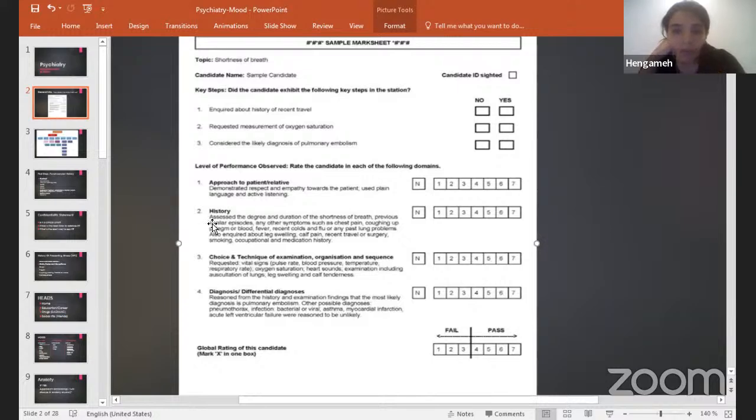Then we have history. So in the explanation, assess the degree and duration of shortness of breath, previous similar episodes, and any other symptoms such as chest pain, coughing up phlegm, blood, fever, recent colds or flu, and in the past. So this is, in other terms, technically asking about history of presenting complaint, starting with an open-ended question, asking the proper history of presenting complaint, and asking differential questions.